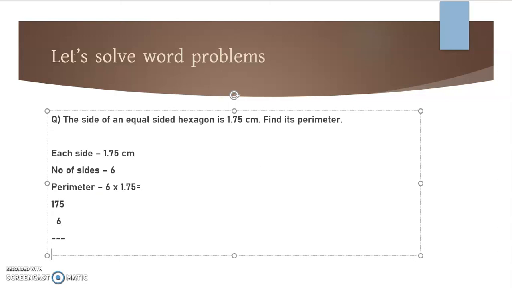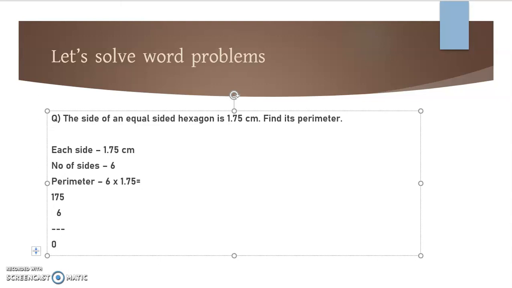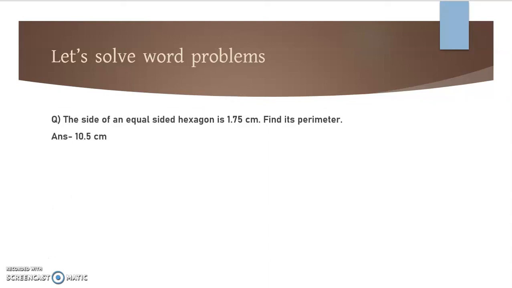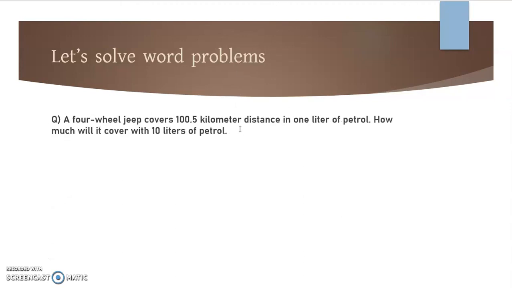5 into 6 is 30. 3 carried. 6, 7 into 6 is 42, plus 3, 45. 4 carried. 6 into 1 is 1050. And we have two decimal points. Answer is supposed to be 10.5. Let's check if it's 10.5. Yes. Next question. A four-wheel jeep.